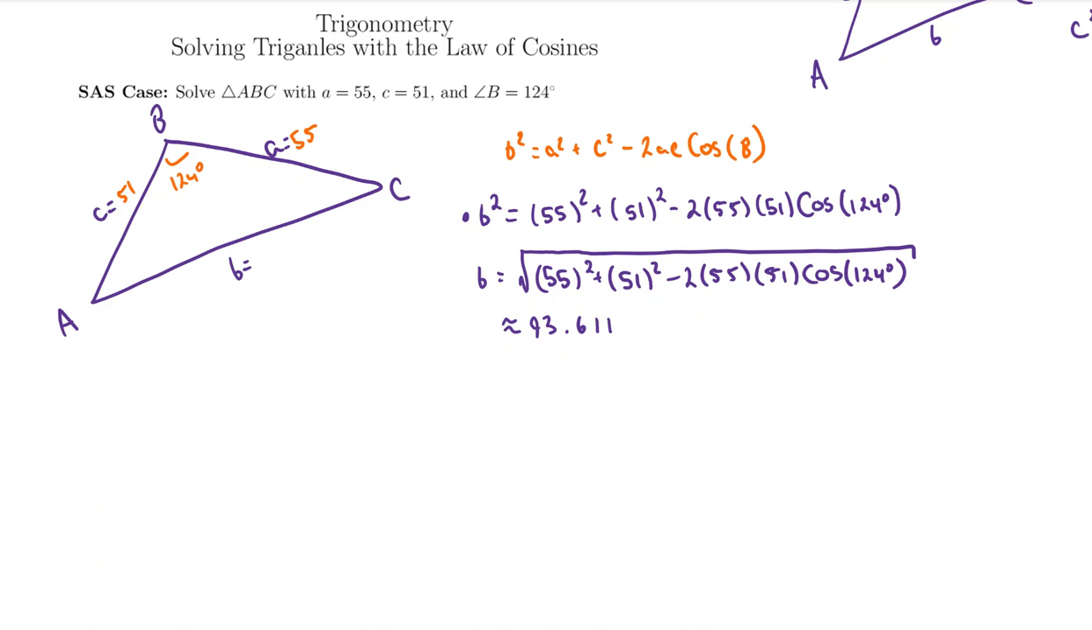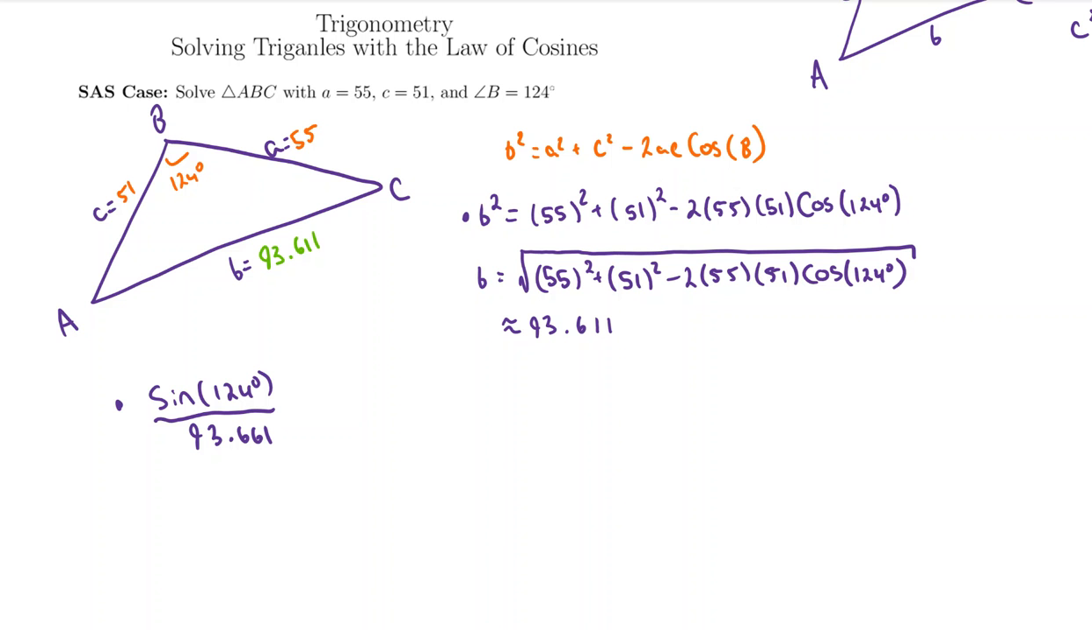So now we've gotten our first side length. And now that we have that, we know an angle and its opposite side length. We know both angle B and side length b. So that means you are going to be able to set up an equation with the law of sines. And that equation is going to start with sine of angle B, so sine of 124 degrees, divided by side length b, 93.661. Now, do you want to solve for angle A or angle C first?